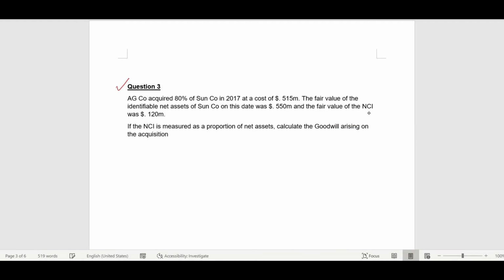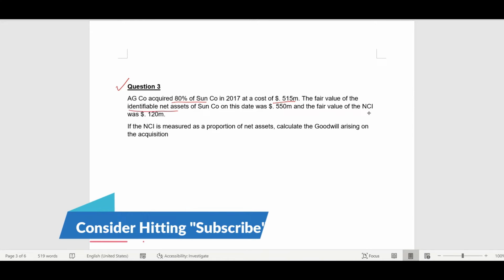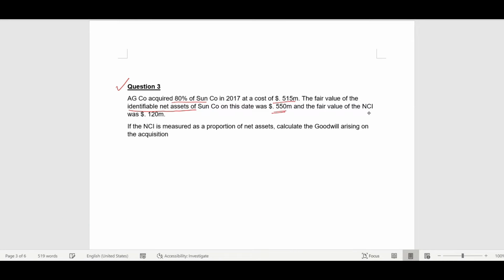So let's move on to question number 3. AG Company acquired 80% of Sun Company in 2017 at a cost of 515 million. So the purchase consideration of 515 million was paid to acquire 80% of Sun. The fair value of the identifiable net assets of Sun Company on this date was 550 million. And the fair value of NCI, the non-controlling interest, was 120 million. If the NCI is measured as a proportion of net assets, calculate the goodwill arising on acquisition.